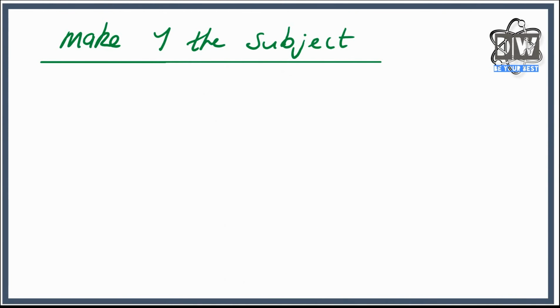Okay, so we're still making y the subject. This time we've got r times y equals c. So what would we do? Pause the video, try something. You may get it wrong, but you may get it right.